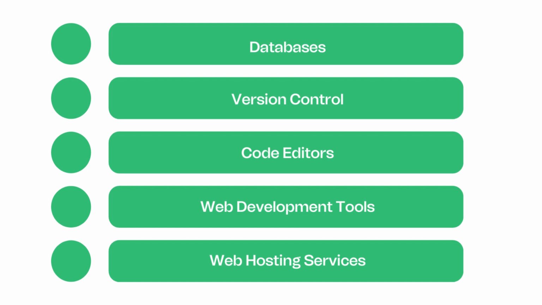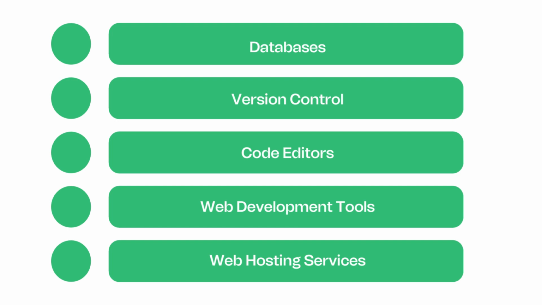Another point is version control. Version control systems like Git help developers track changes to their code, collaborate with others, and maintain code base integrity.